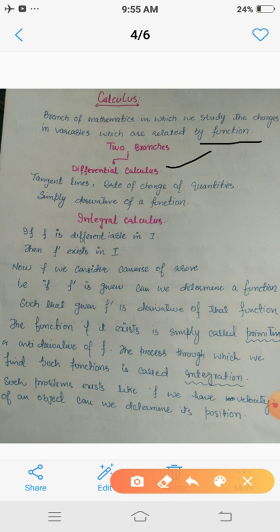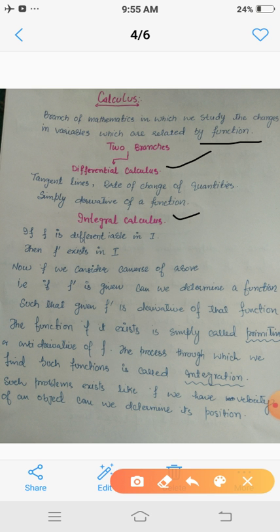In differential calculus, you study the differentiation, you study the applications of the derivatives, how to find the derivatives, how to find the tangents, how to find the rate of change of a quantity. In this differential calculus, we study simply the differentiation and its applications, which you already completed. Now the second branch is integral calculus.